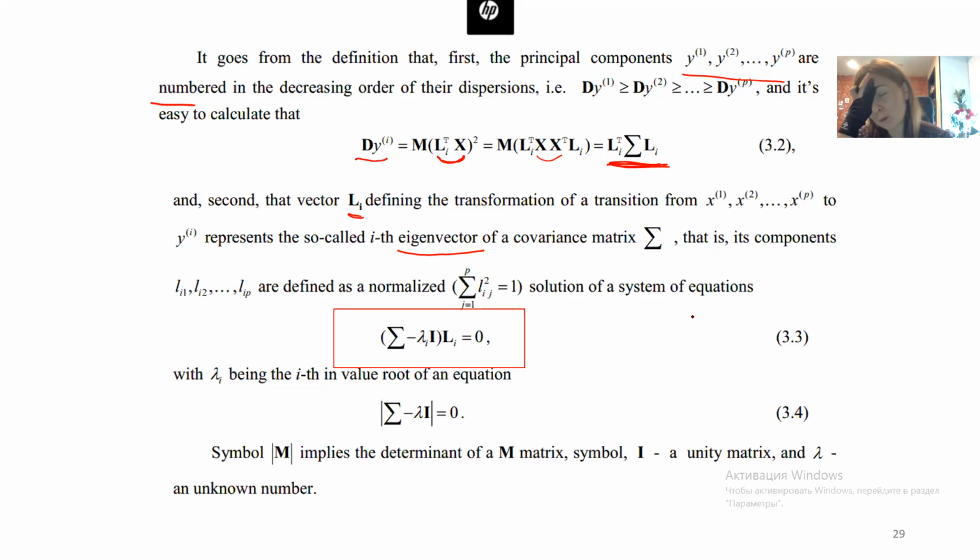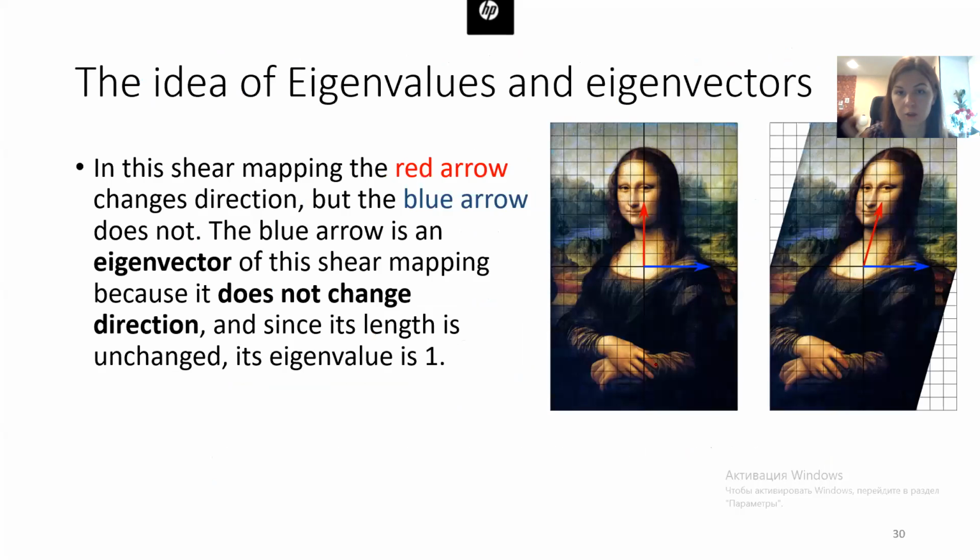So could you just write to our chat whether you're familiar with the eigenvector and eigenvalue definition. So we need to calculate coefficients for our transformation in order to provide the highest variance for the first one and so on. It's not a problem actually. I show you the main idea of eigenvector and eigenvalue using this picture.